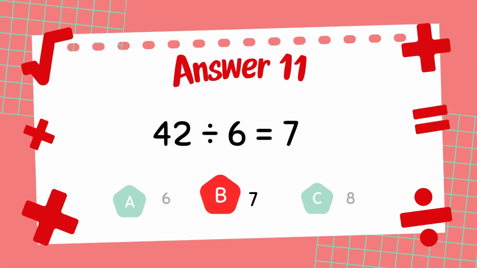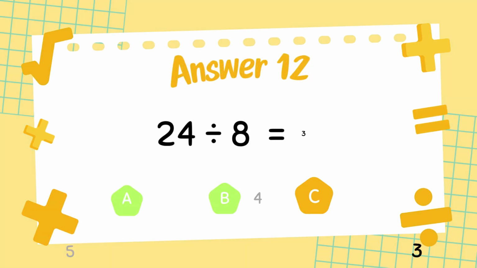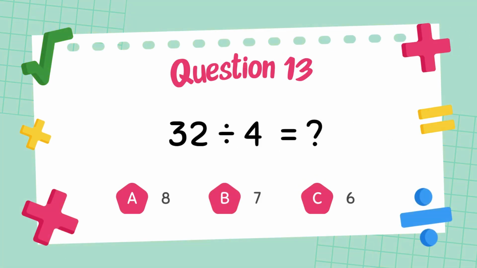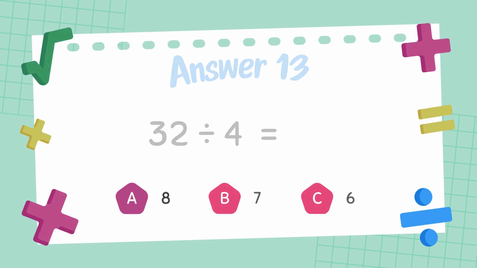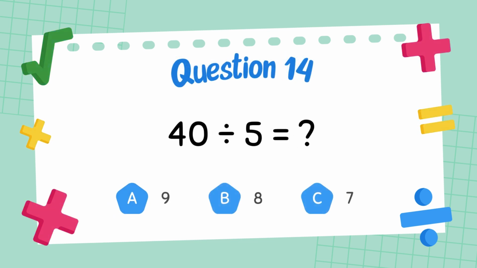The answer is 7. What is 24 divided by 8? The answer is 3. What is 32 divided by 4? The answer is 8. What is 40 divided by 5?